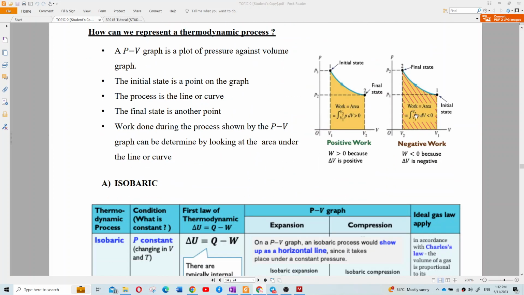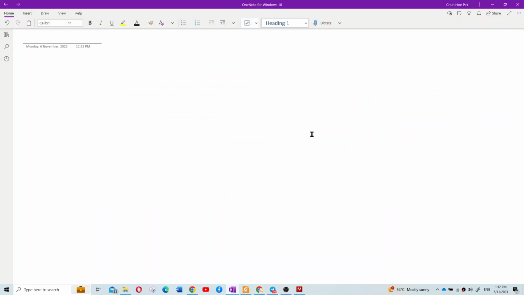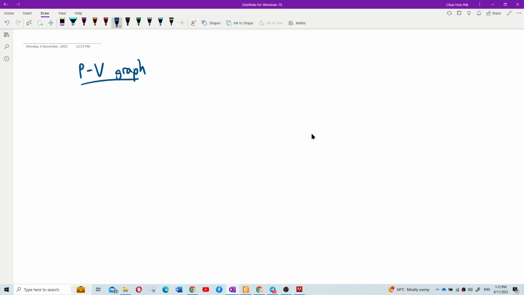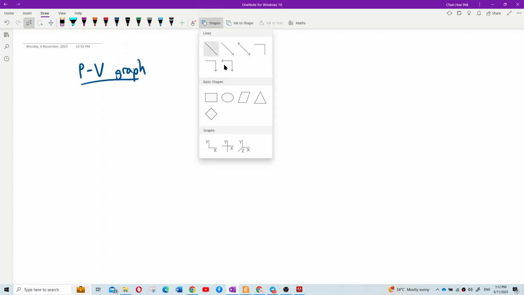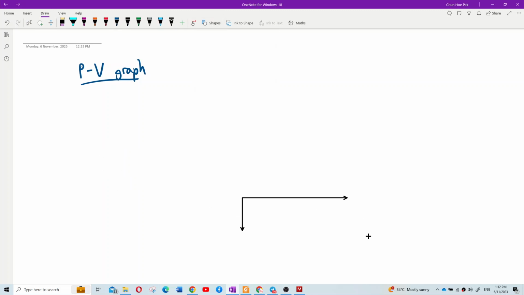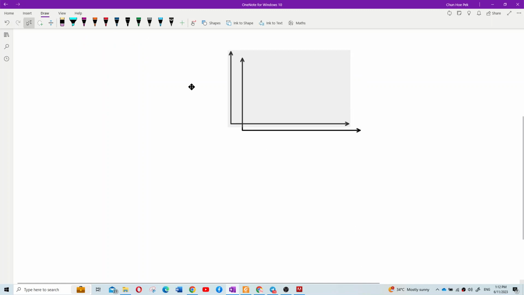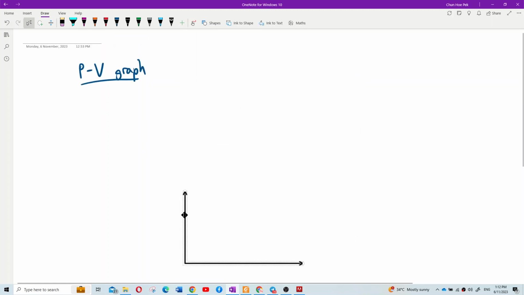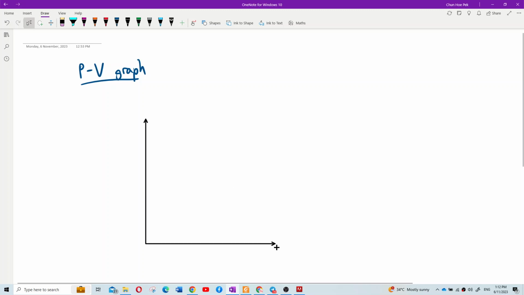So let's look at the graph again. Okay, I think I better write something on the notes. I prefer writing and drawing. Okay, so this is a pressure volume graph. I want to explain a little bit about this PV graph. Let me write something.